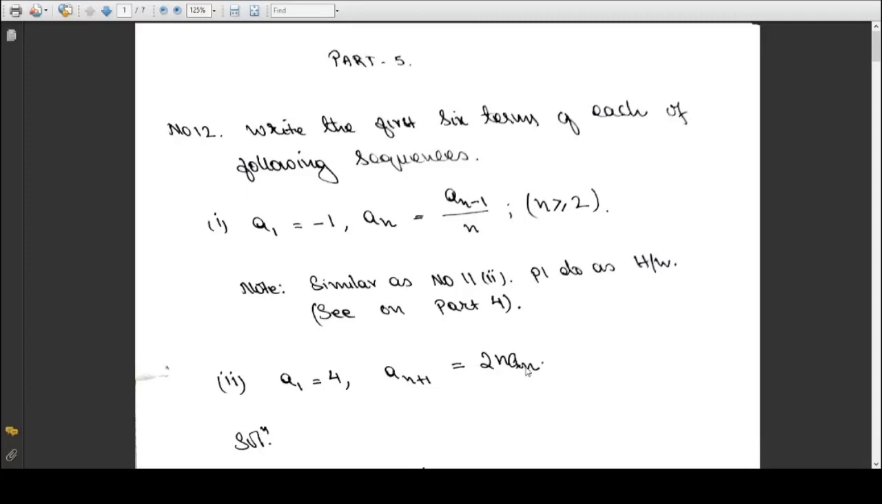Now we'll move to part 5, problem number 12. Write the first 6 terms of each of the following sequences. The first one: the first term is minus 1, and a_n is a_(n-1) by n, where n is greater than or equal to 2.